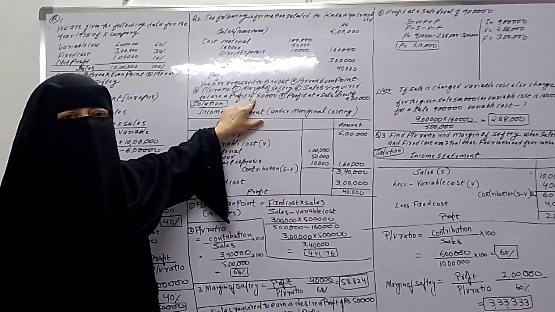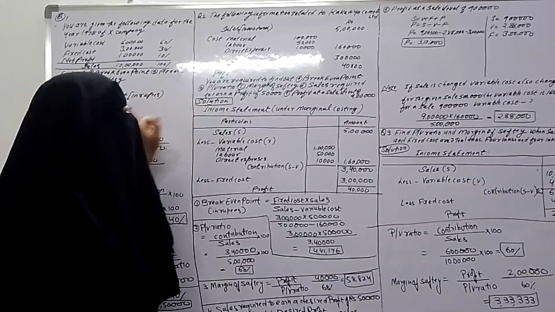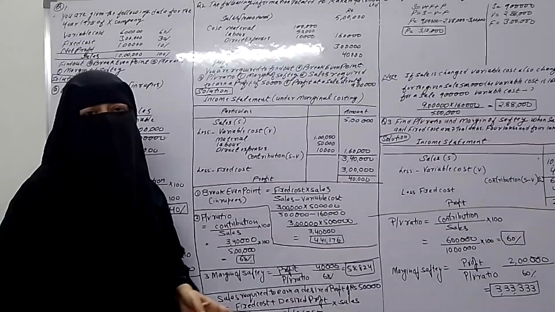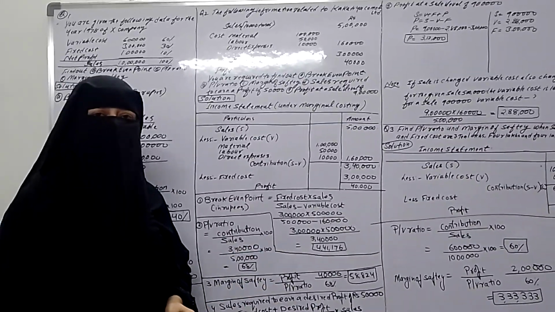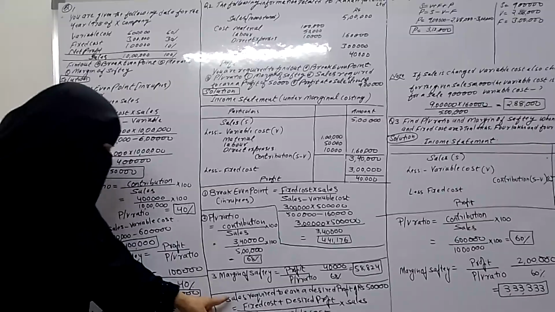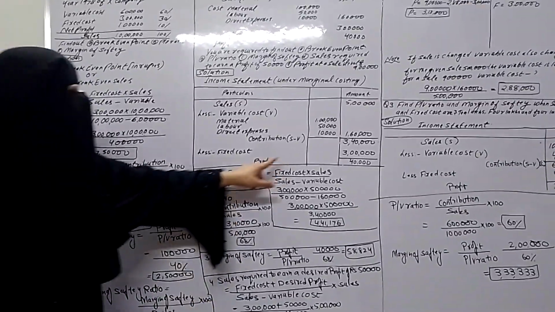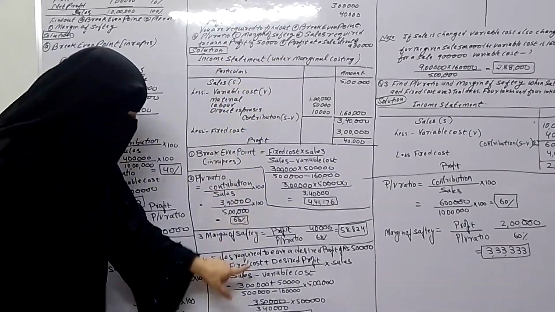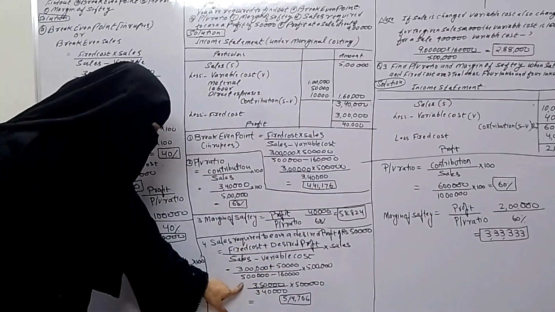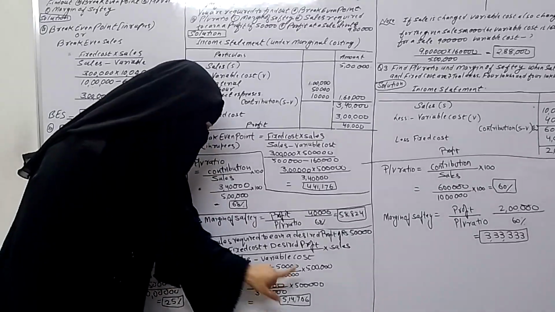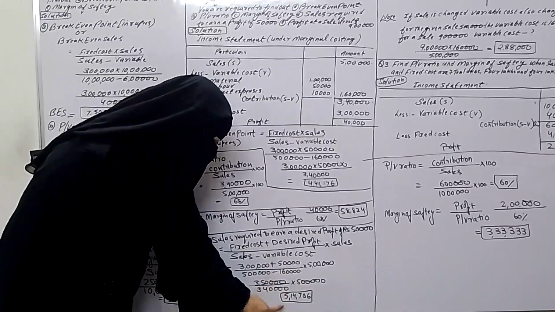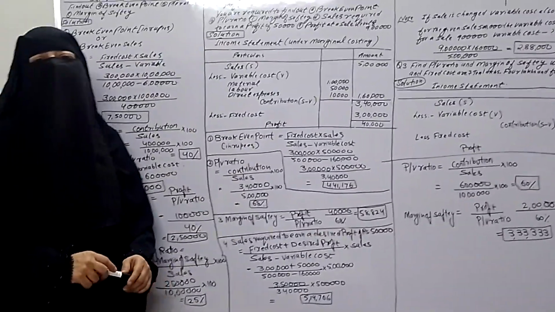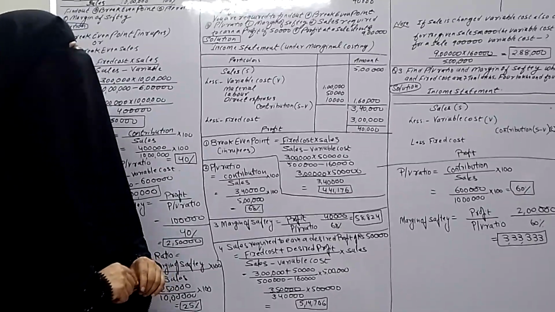Now next bit is asking you to calculate sales required to earn a profit of 50,000. This 50,000 is called desired profit. So for sales required to earn a desired profit, we have a formula, that is fixed cost plus desired profit divided by sales minus variable cost, whole into sales. So this is the formula. Fixed cost, this is 3 lakh. Desired profit is given in the question, 50,000. 3 lakh plus 50,000 divided by sales 5 lakh minus variable cost 1,60,000, whole into sales, we get 5,14,706. This is your sales required to earn a desired profit of rupees 50,000.